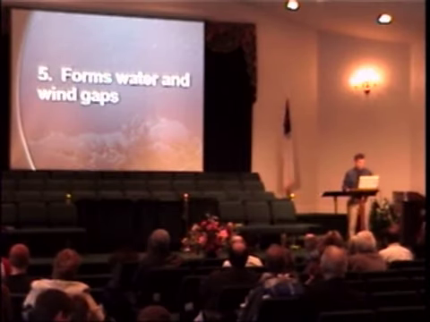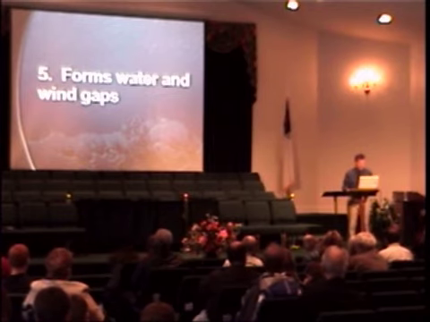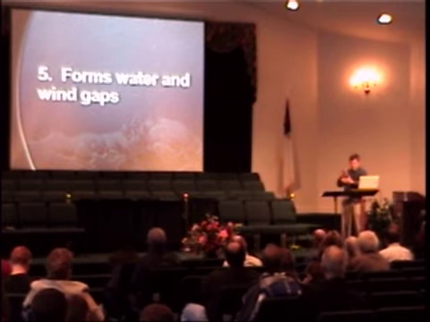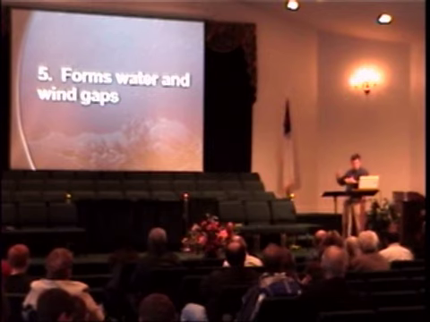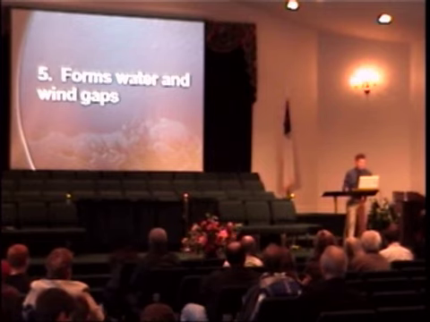One of the most common features is it forms water and wind gaps. What is a water gap and a wind gap? A water gap is a perpendicular cut through a mountain range or a plateau of which water moves from one side, flows right through the gorge to the other side. The Columbia Gorge would be a typical water gap.